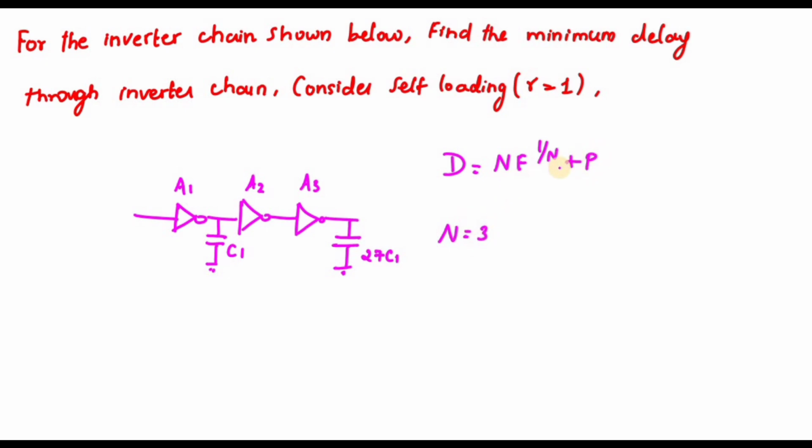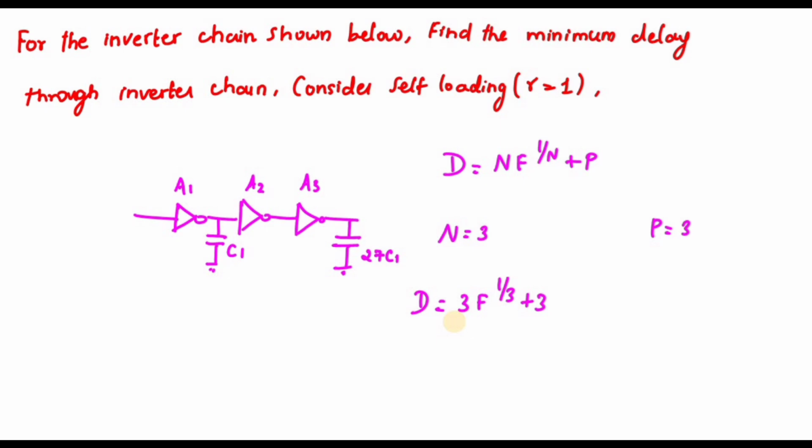P represents the parasitic delay, and the parasitic delay is 3, because usually you consider how many inputs there are for each inverter. So you have 1, 1, 1. So I can write P is equal to 3. Okay, so D is equal to 3 f power 1 by 3 plus 3 is your answer.